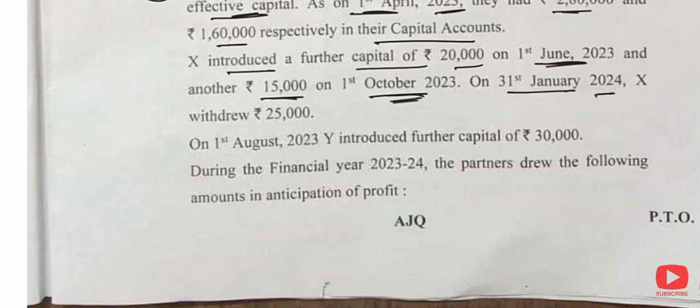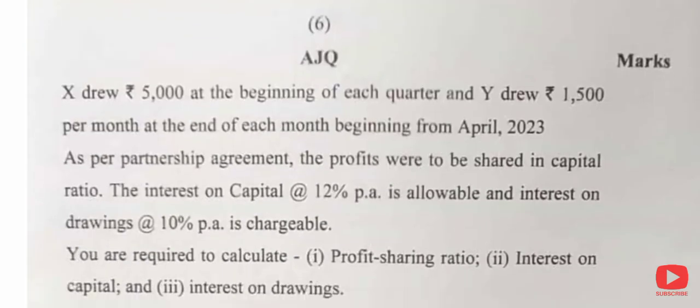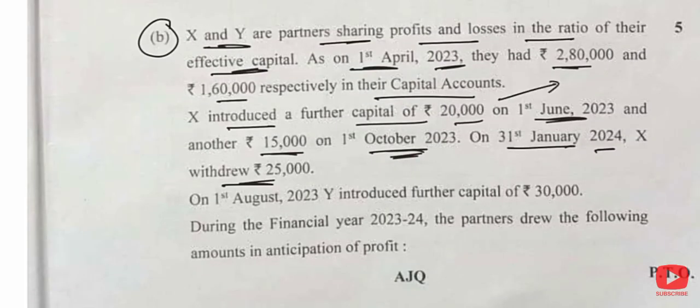On 31st January 2024, X withdrew 25,000. Now what year are they following? Beginning from April, that means they're following the financial year. So for this 20,000 from June, that means June, July, August, September, October, November, December, January, February, March, you're going to give 10 months weightage, 10 by 12. And for this 15,000 introduced from 1st October, 6 by 12, 6 months weightage.